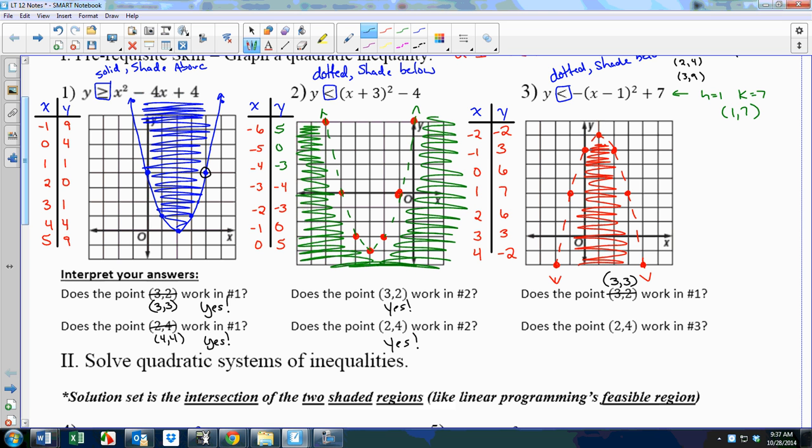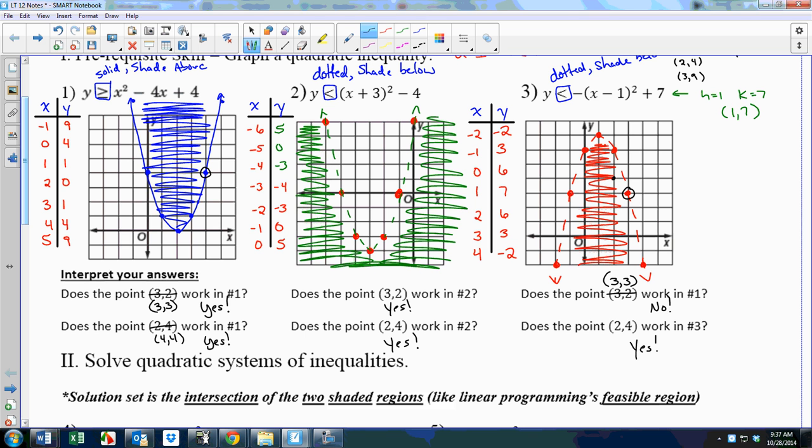What about 3, 3 in graph number 3? What's special about it? 3, 3 is right there. It's on the line. It's on the boundary. But it's dotted, so it's not included. So no. 2, 4. Right 2, up 4. Yeah, right there. Yep, it's in the shaded.